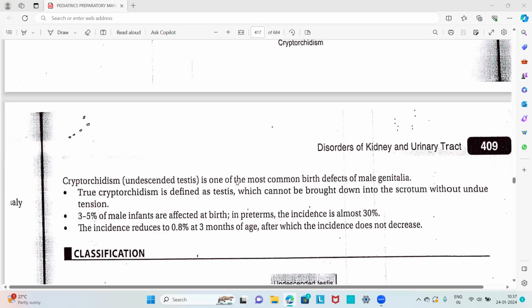Cryptorchidism, undescended testis, is one of the most common birth defects of the male genitalia. As an introduction, we have to write like that. Cryptorchidism, also known as the undescended testis, is one of the most common birth defects in the male genitalia. True cryptorchidism is defined as a testis which cannot be brought down into the scrotum without undue tension.